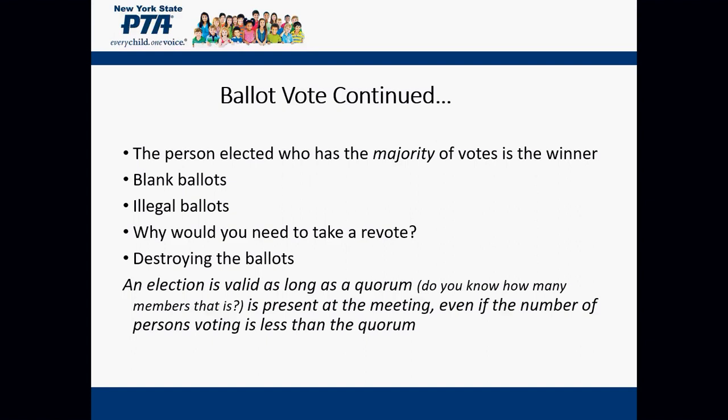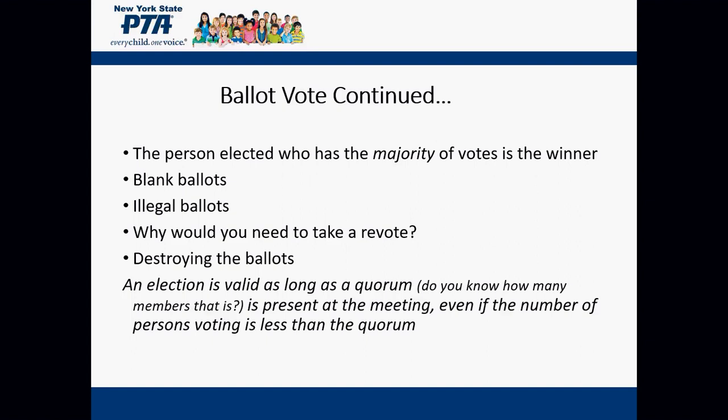The person elected who has the majority of votes is the winner, of course. There might be blank ballots. Obviously, they don't count. There could be illegal ballots. Somebody writes 2 names instead of 1. Somebody writes only an initial. I mean, there's a lot of ways ballots can be illegal.